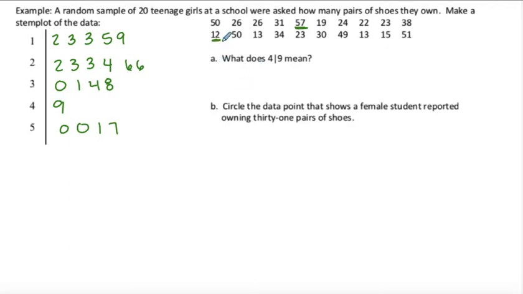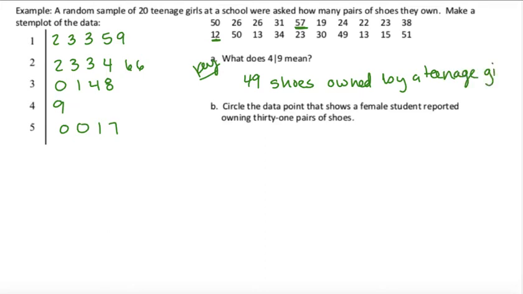And so if I looked at 4, 9, right now I haven't made a key. So this is asking us, essentially, what is that key? What would 4, 9 mean? So 49 pairs of shoes owned by a teenage girl. That brings in the context too.